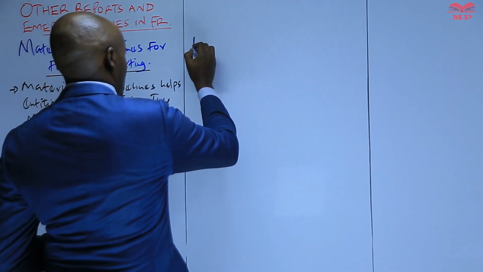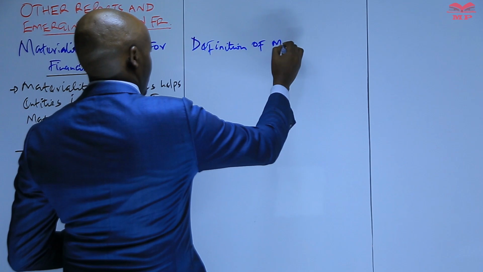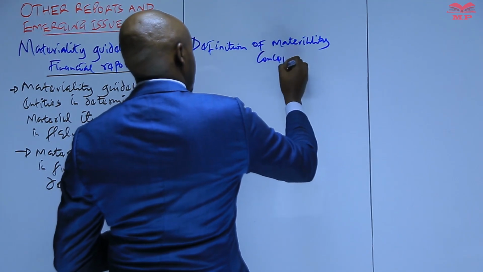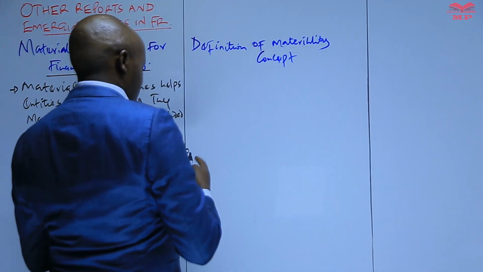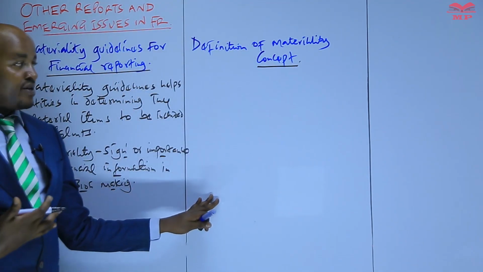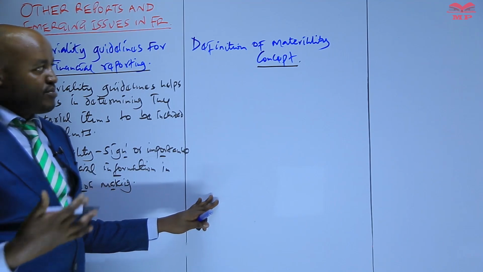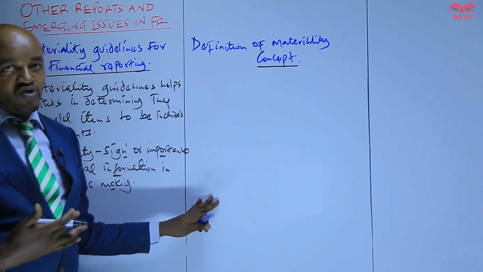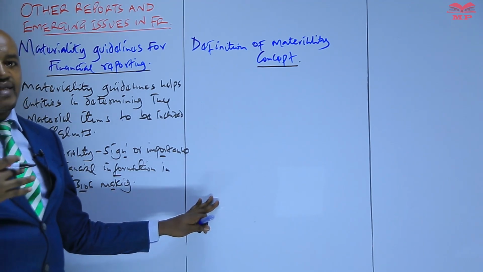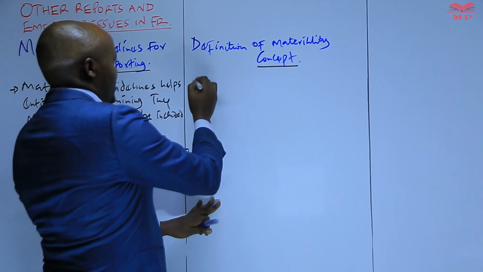Let's look at the definition of the materiality concept. Already we have said that materiality comes from the word material, and materiality is the significance or importance of financial information as far as decision making is concerned. So we can say that materiality can be defined to be what?